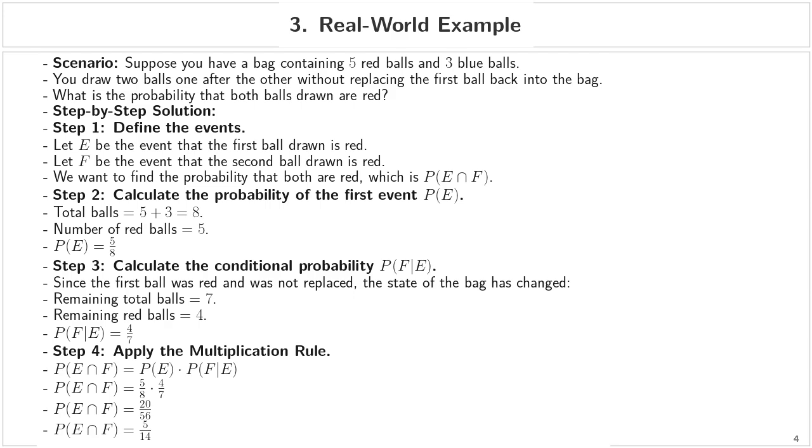This gives us 20/56. When we simplify that fraction by dividing both the numerator and the denominator by 4, we arrive at our final answer, 5/14. As we move to the next slide, keep this changing sample space in mind, as it is the key to mastering these types of problems.